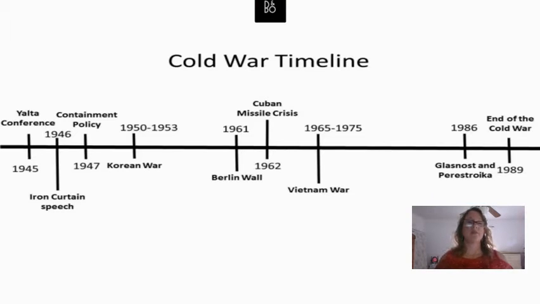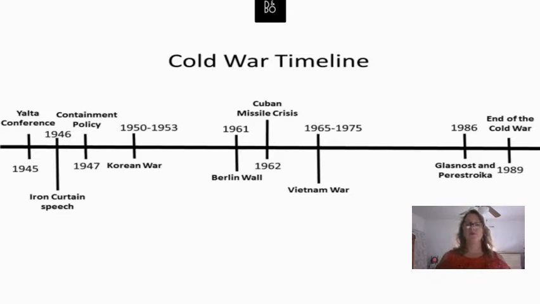I also just have this simple timeline where you can see the Yalta Conference. We did look at that. We learned a little bit about the Iron Curtain. 1947, the policy of containment, where the United States had this policy to try to keep communism from spreading. 1950 to 53, the Korean War. Those of you who looked at that a couple days ago should have seen that neither North Korea nor South Korea won. It became a stalemate, and neither country gained any land. They started at the 38th parallel and it ended at the 38th parallel.